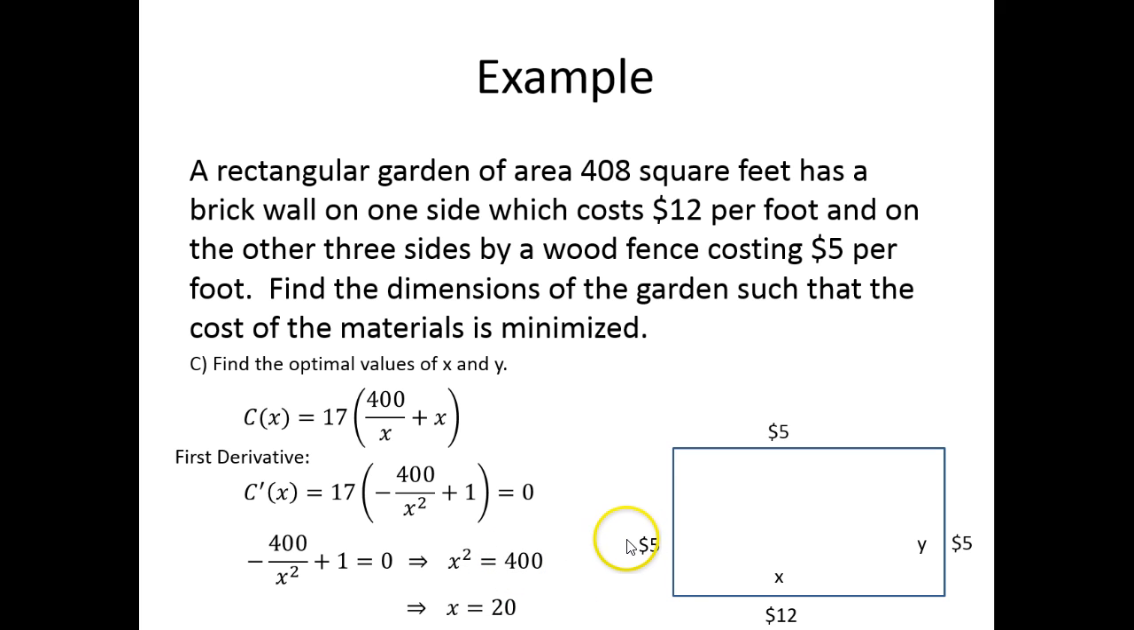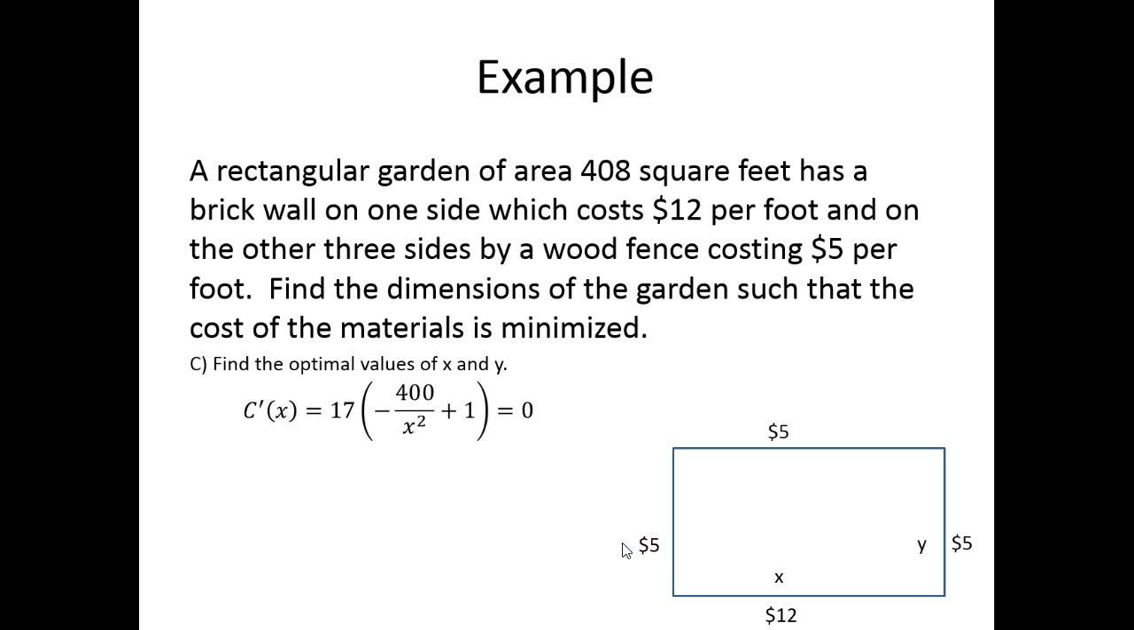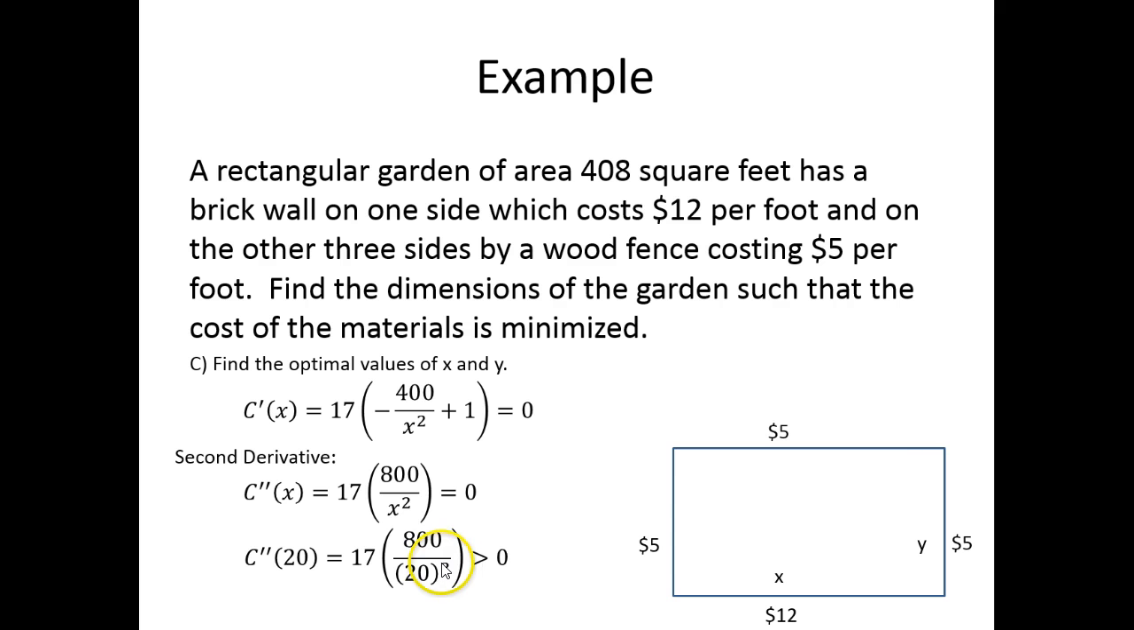Again, I need to worry about my second derivative. So we're going to take our first derivative, take the derivative of that. The derivative of 17 is 0. Then I've got to take the derivative of negative 400 over x squared. This becomes 800 over, that's supposed to be an x cubed. I apologize for not getting that fixed. 800 over x cubed. Now, when I plug in the 20, again a cubed, 17 is positive, 800 is positive, 20 is positive, so it's all positive, so it's greater than 0, which means it's a minimum.